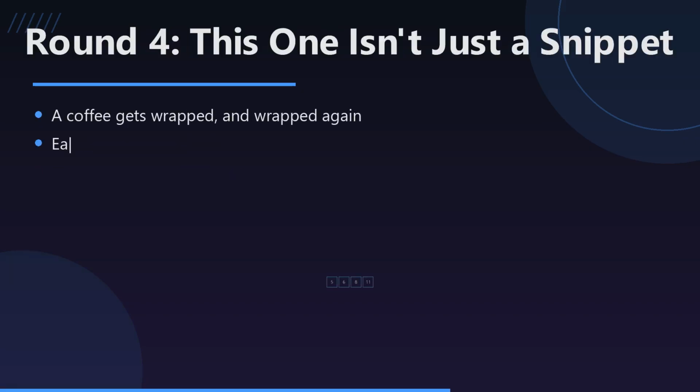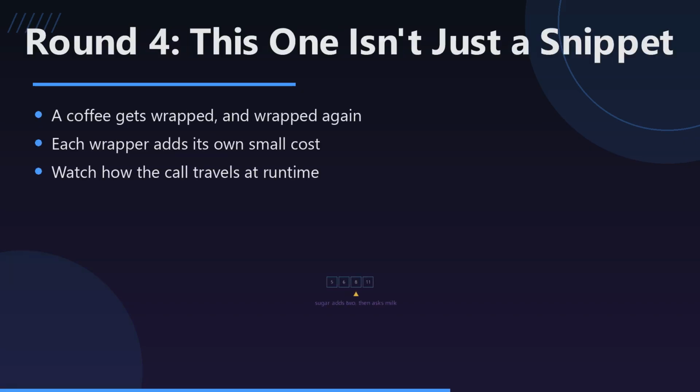This round is less about one code block and more about what happens when it actually runs. A plain coffee object gets wrapped by a milk object, that gets wrapped by a sugar object, and that gets wrapped by a whip object. Every wrapper adds its own cost, then passes the call down to the one it's wrapping. Here's a real question for you. What do you think the total cost looks like if you ask the outermost wrapper for its price? Drop your guess in the comments before the next slide shows the runtime chain.